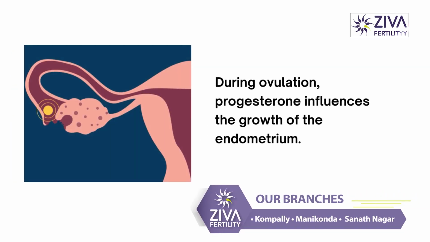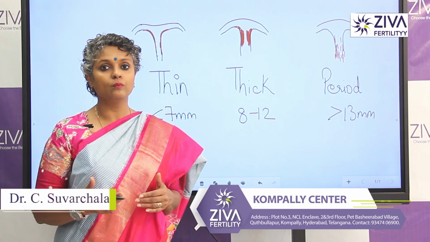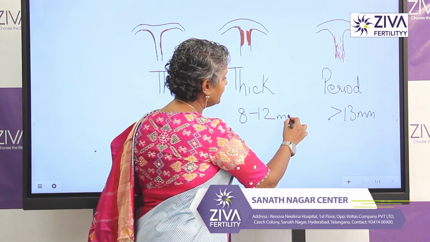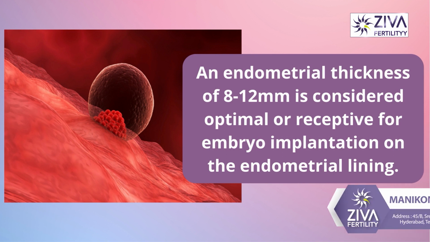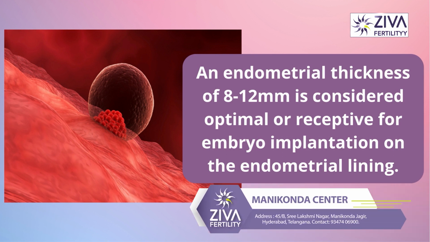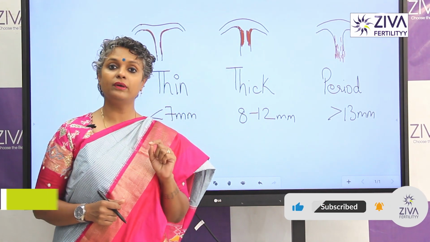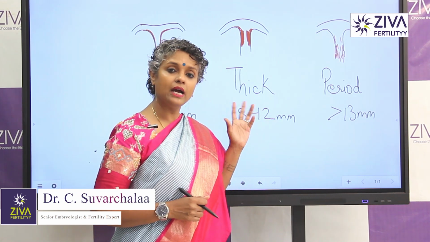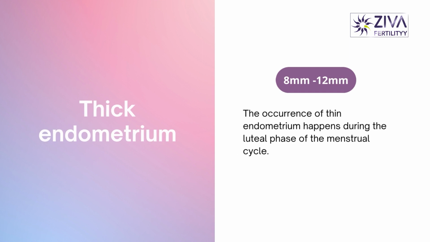At the time of ovulation, under the influence of progesterone, this endometrium starts to grow. So if an endometrium is around 8 mm to 12 mm in thickness, it is called an optimum or a receptive endometrium. This is the size that is required for the embryo to come and implant itself on the endometrial lining. So this endometrium, also called the thick endometrium, has to occur during the time of ovulation and after the time of ovulation, which is called the luteal phase, but before your period.